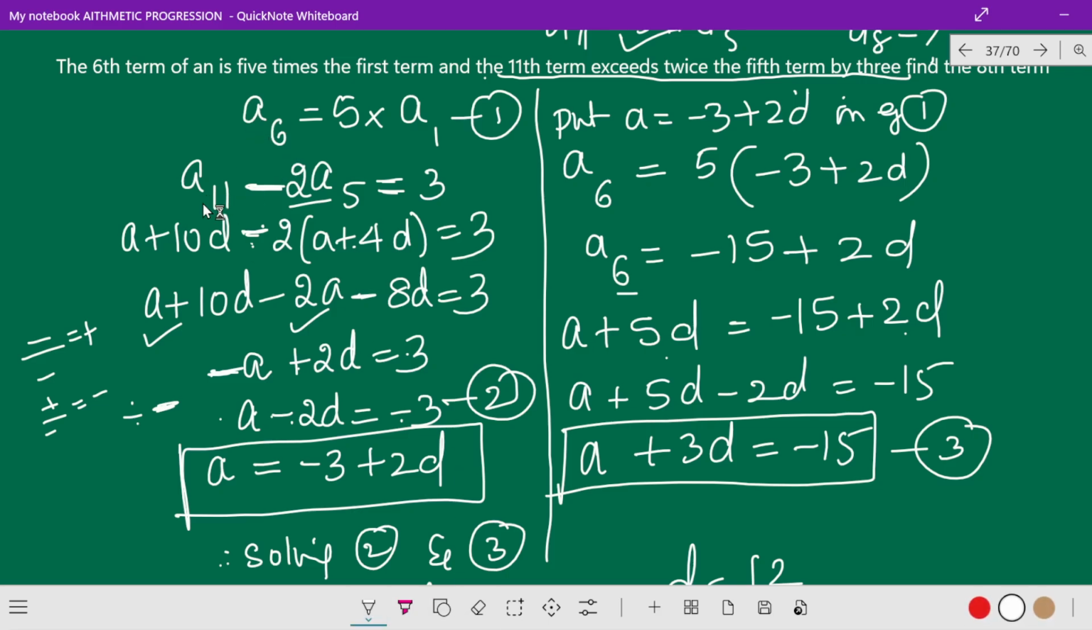Here a11 is a plus 10d, minus 2 into a plus 4d is equal to 3. Solving, we get minus a plus 2d is equal to 3. Then a plus 3 is equal to 2d. I think we can solve it here only. a is equal to minus 3 plus 2d, so a is equal to 2d minus 3. Instead of that, I can put it here.